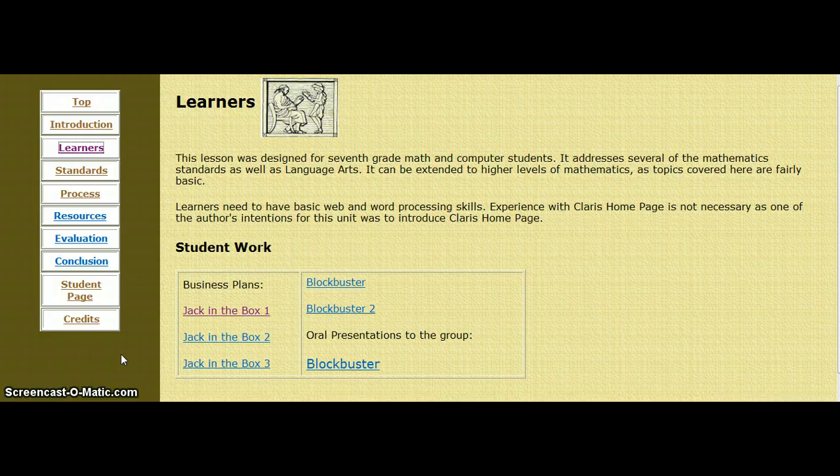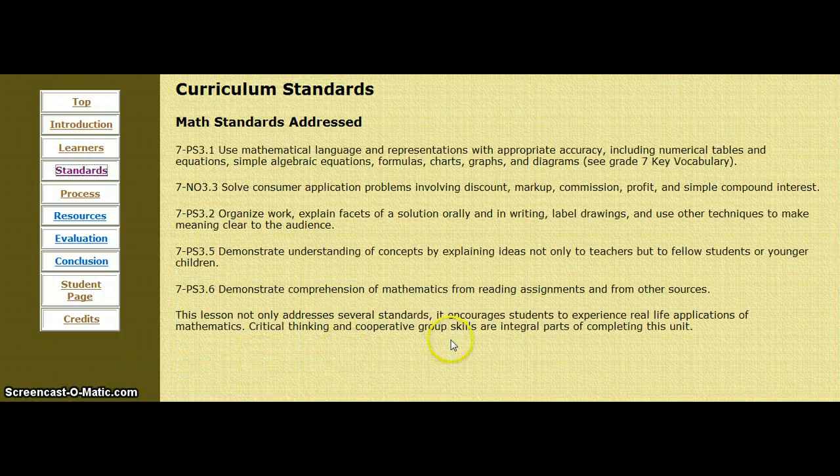As you can see, it was designed for a 7th grade math class, but I could see extending it to an 8th grade math class or bringing it down to a 6th grade level, which is what I teach, with a lot of assistance to the students. Here it just explains what math standards it's related to.